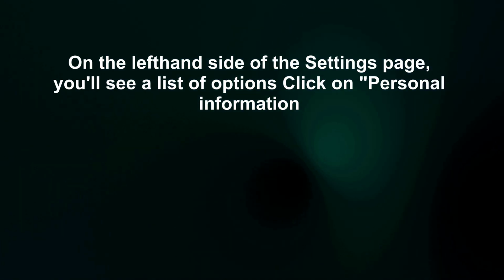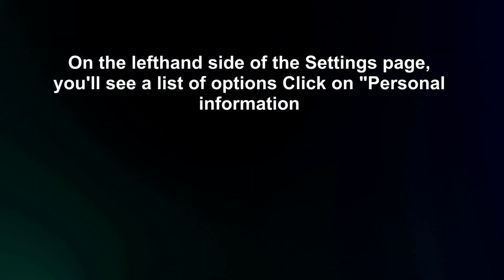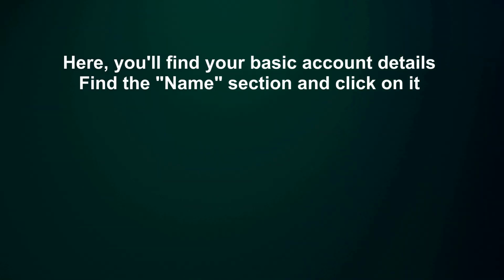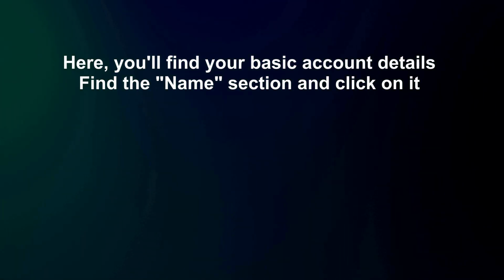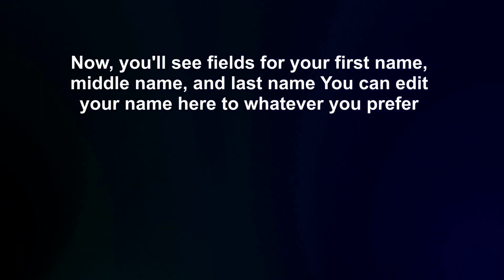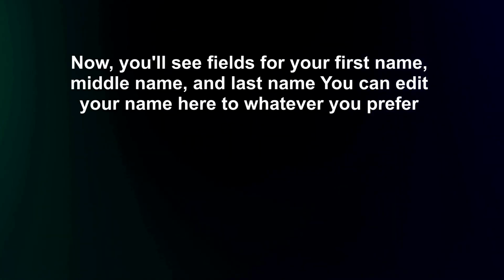On the left-hand side of the settings page, you'll see a list of options. Click on Personal Information. Here, you'll find your basic account details. Find the Name section and click on it. Now, you'll see fields for your first name, middle name, and last name. You can edit your name here to whatever you prefer.